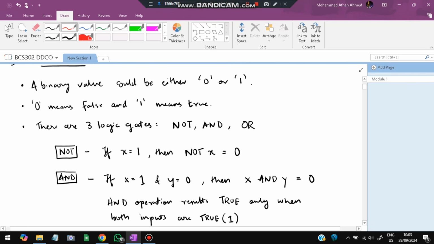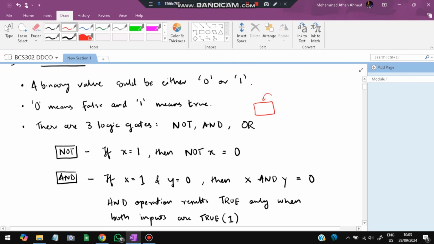Before that, a few concepts are there, like what are the gates. There are three logic gates, and those are NOT, AND, OR. So what is a NOT gate? If x is equal to 1, then NOT of x is equal to 0. See, I told you that a binary value could be either 0 or 1, right? That can be stored in a variable. Suppose I store it in an x variable. What will be the value here? It can be either 0 or 1.